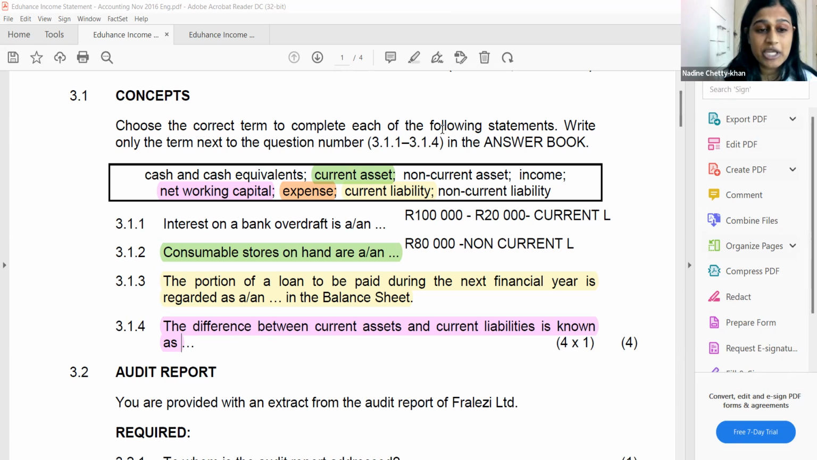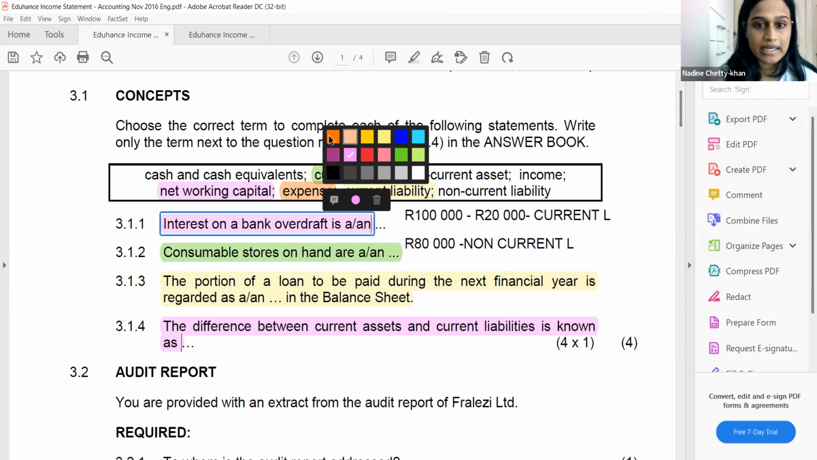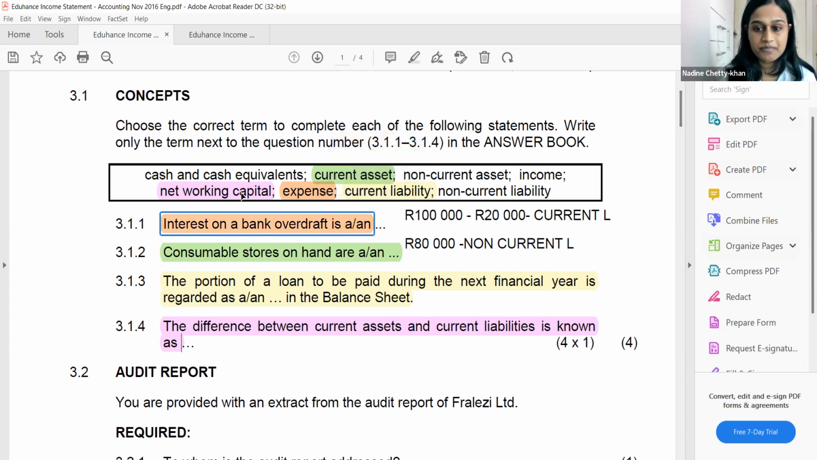So let's start with 3.1.1, which is interest on bank overdraft. Now, bank overdraft is a facility that allows us to use money that is not ours. It's linked to our bank account, but it's like a credit facility that is given to us. How the bank makes money in this is by charging us interest. So you would say that interest on a bank overdraft can easily be confirmed to be an expense called interest expense, okay?